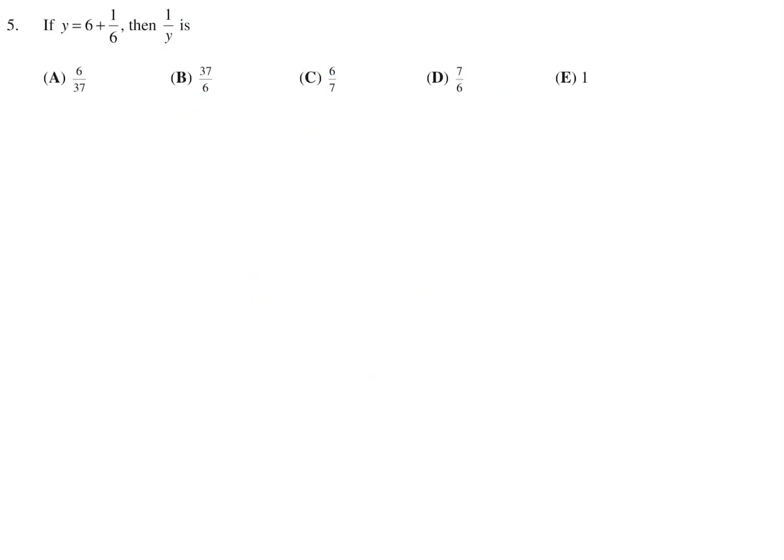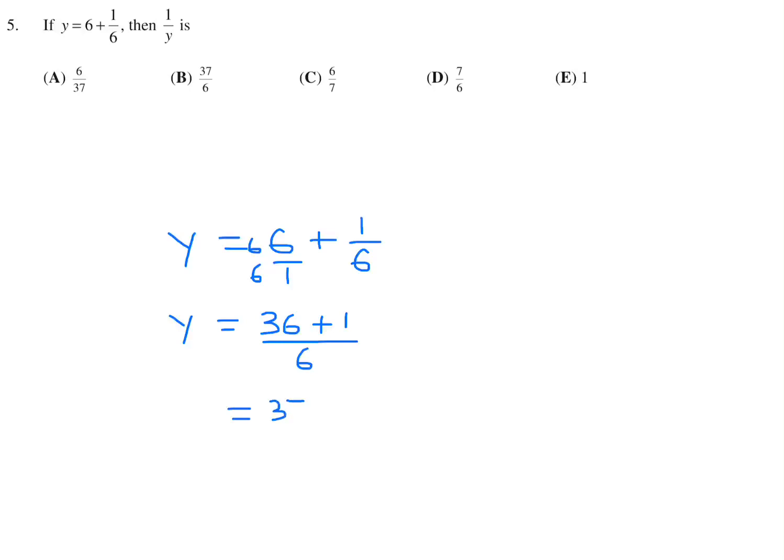If y is equal to 6 plus 1 over 6, what is 1 over y? So let's first figure out y. Get a common denominator, 6 and 6, 36 plus 1 over 6. So y is equal to 37 over 6. So therefore, 1 over y is the reciprocal of that, which is 6 over 37. So the answer to number 5 is 6 over 37, which is choice A.